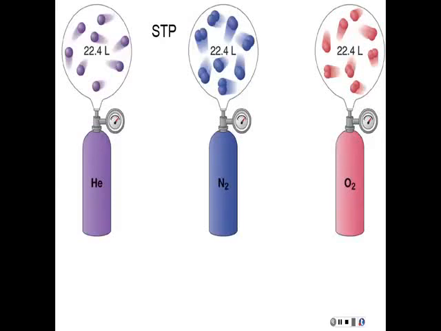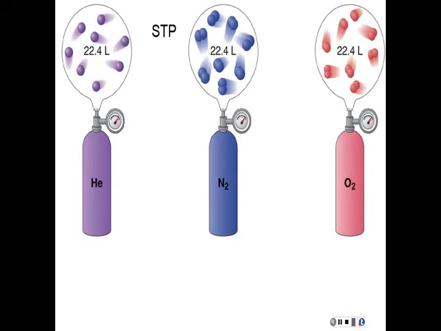This is the second lesson of Chapter 5. In this one, we're going to concentrate on the ideal gas law. So we start off with three containers with different gases in them. We have helium, nitrogen, and oxygen. And each container has the same volume, 22.4 liters. And they're measured under STP conditions.